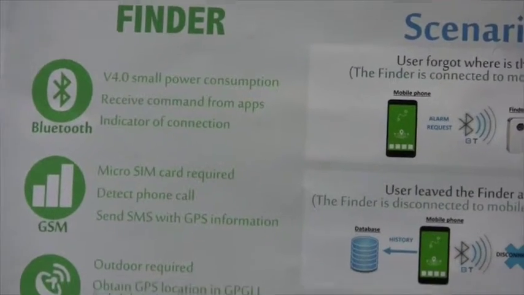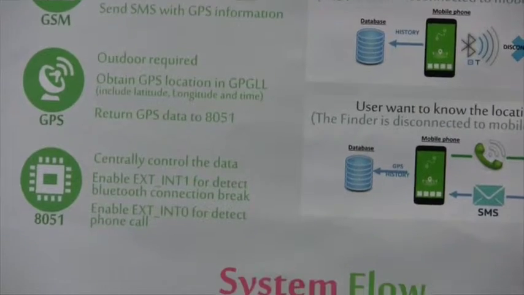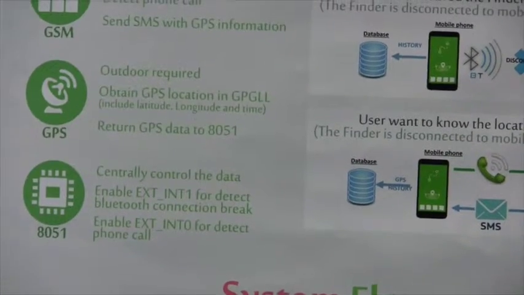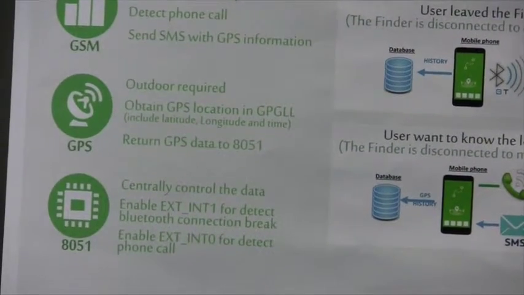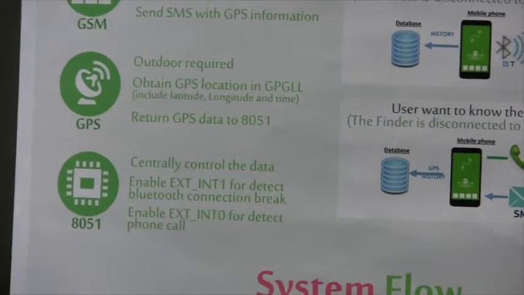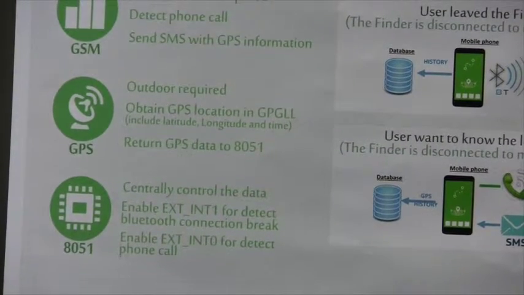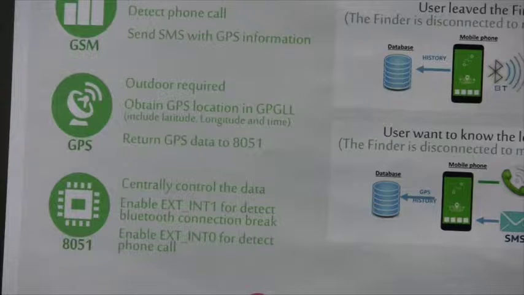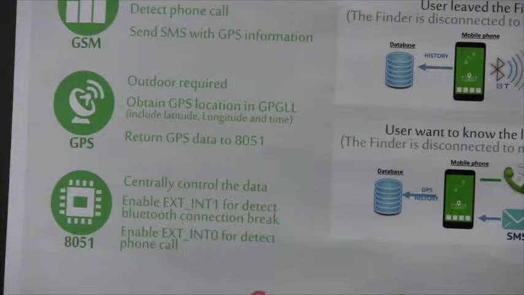The third component is the GPS module, which is used to get the GPS location of the Finder, and we use the GPGLL data format type in this project. And the last one is the 8051 microprocessor. It is the central controller of the above 3 components.